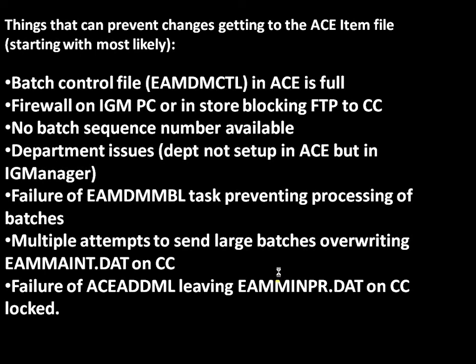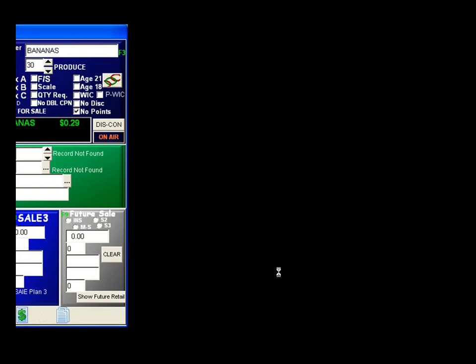So once you figure out why you can't send, the way you're going to check this is you're going to go back and change descriptions in the items, like Bananas, add 2 stars, take a star away. Keep sending until you finally get Bananas to change. Once you get the IG Manager and the ACE batch system working, then you can go ahead and try to recover from this situation.